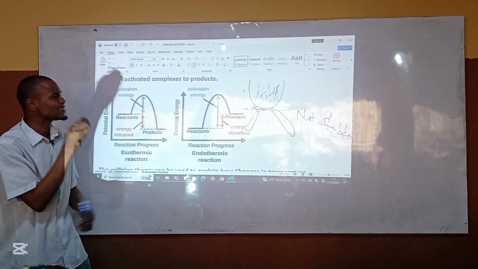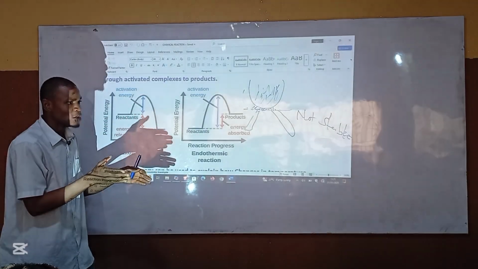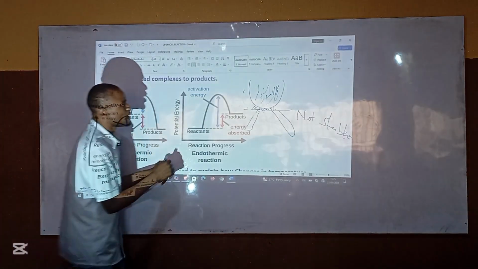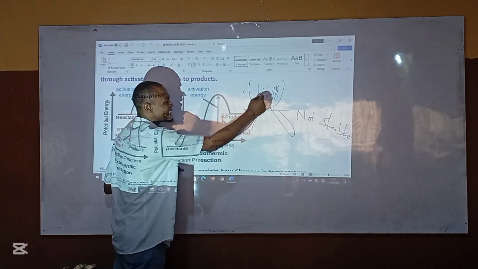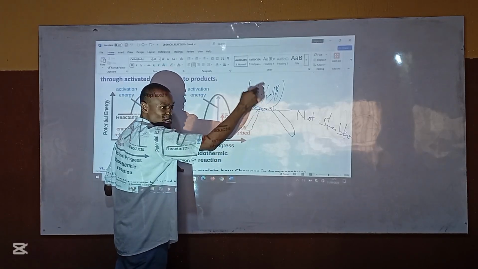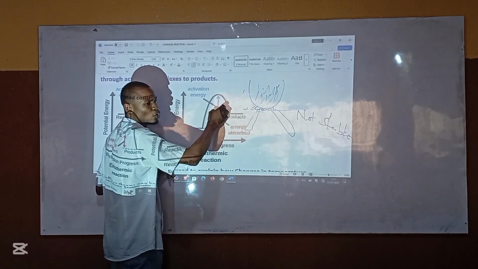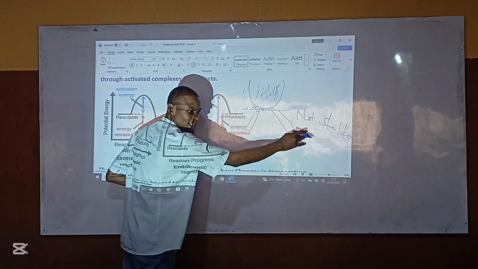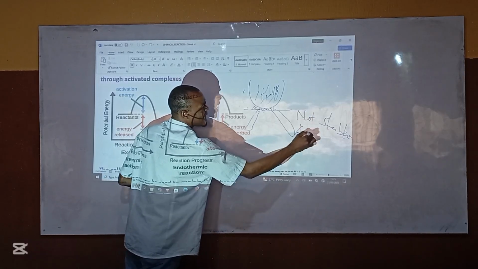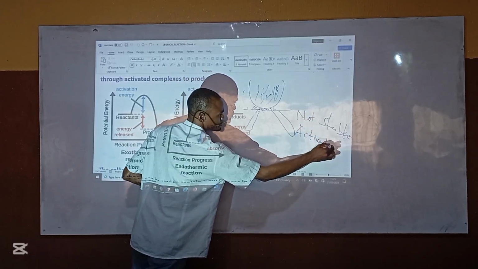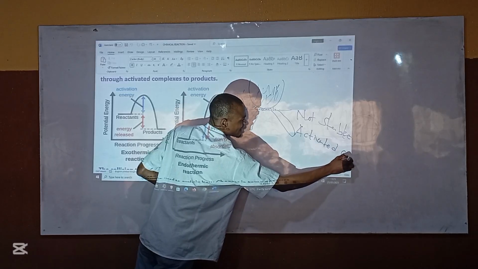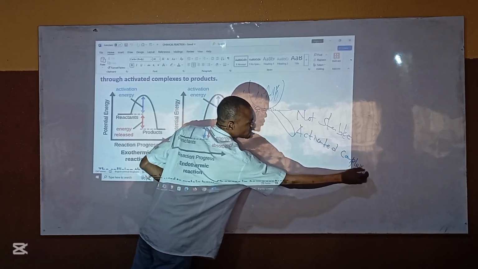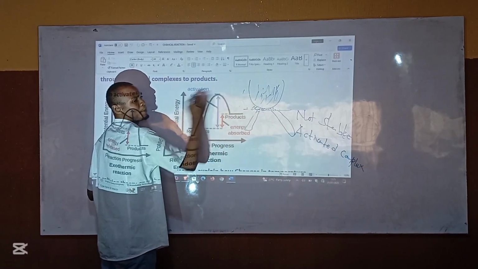Alright, they are not stable. They want to decompose; your product wants to be formed. So therefore, when they possess high activation energy, they are not stable. At the point in which they are not stable, they are called the activated complex. Now that point at which they are not stable is called the activated complex, and this is the point.